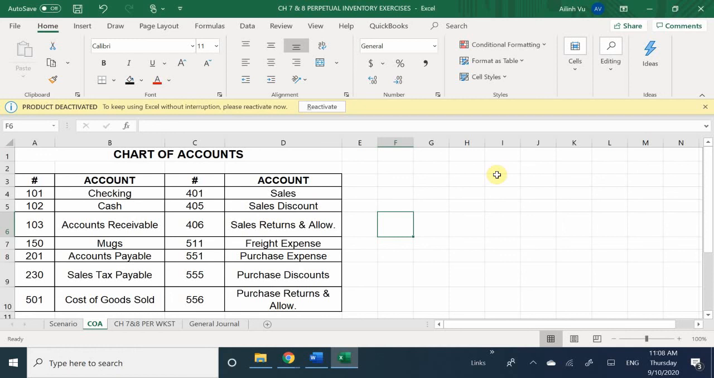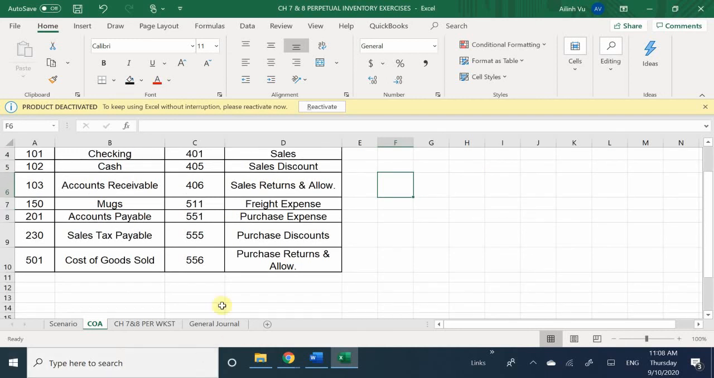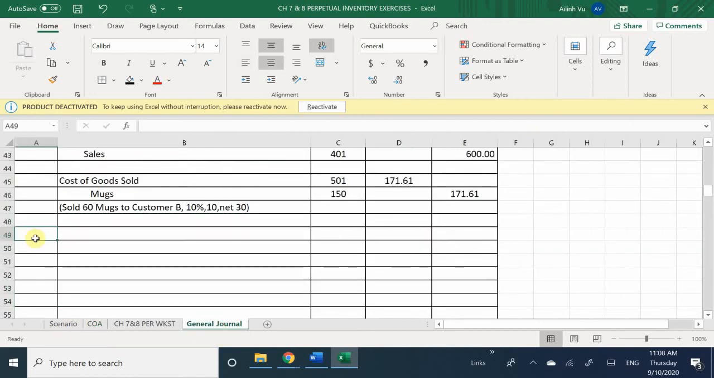Sales returns and allowances. And how did customer B pay us? On account. Good. So in this case, sales returns and allowances is going to be 406. So my journal here is going to be for May 15.